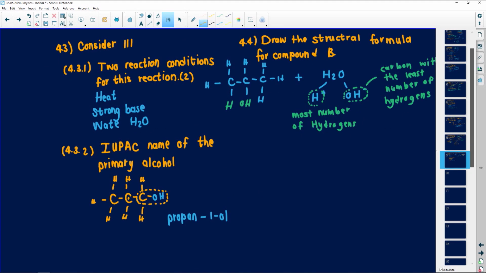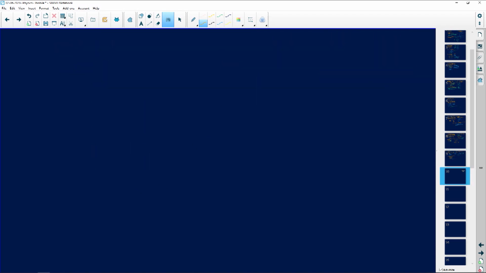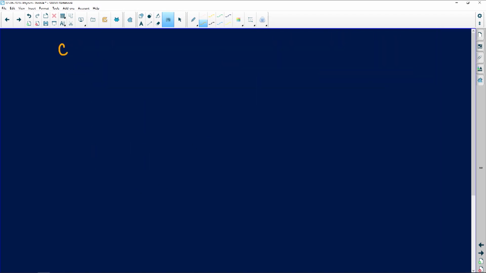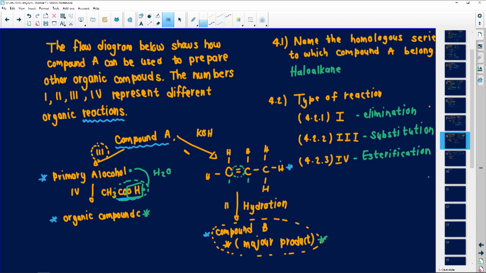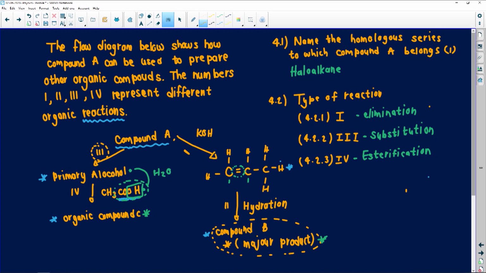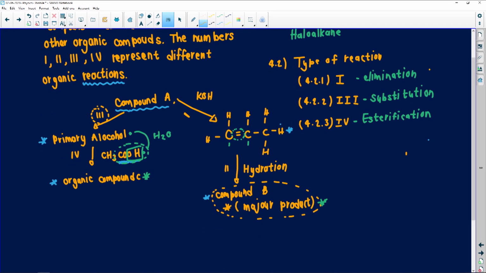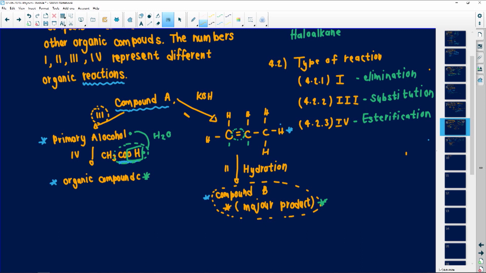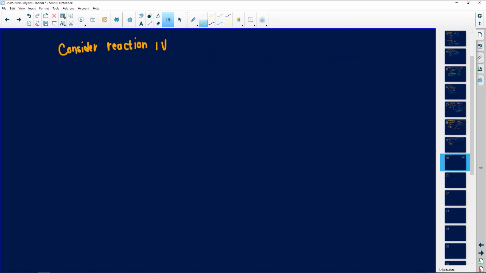Okay, the next question. Let me go to a different slide, I think I might need space. They want us to consider reaction IV, which is 4. Just want to take you back. This is the reaction right here where we move from the alcohol. We've got an organic compound, and then I've got this compound right there. Remember what we said? The reaction type is esterification. So now let's see what they want us to do.